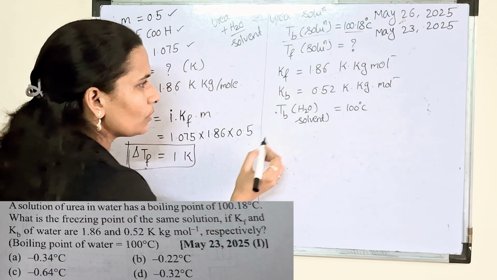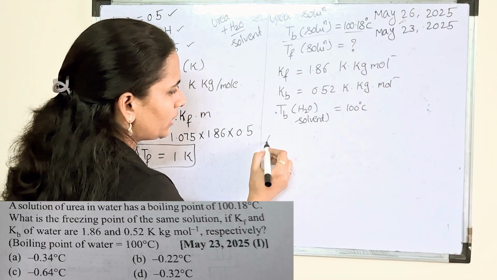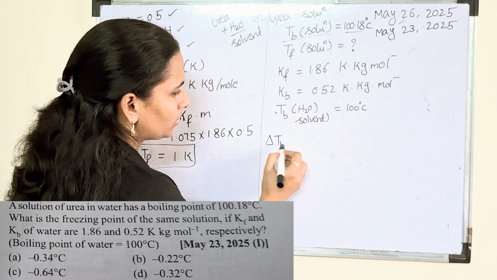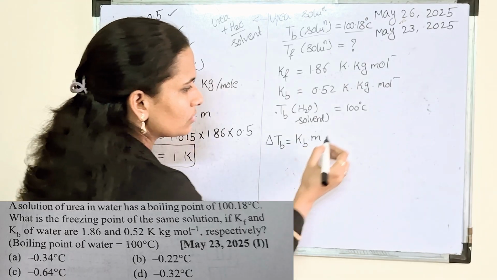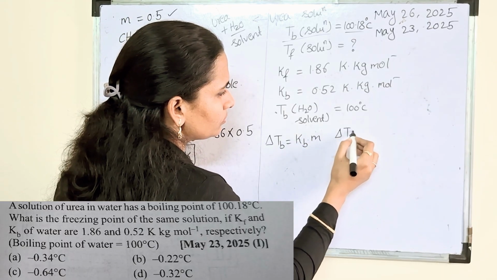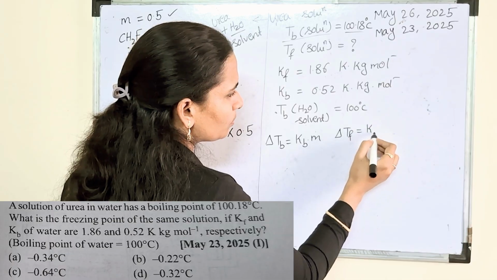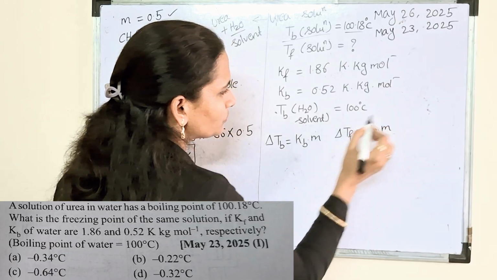So now we know the formulas. Delta Tb equals Kb into m. Next, delta Tf equals Kf into m.